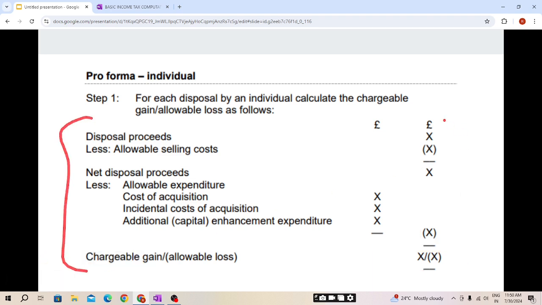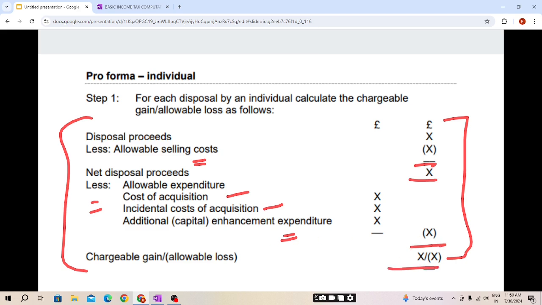The step number 1, in order to calculate the chargeable gain or loss for each individual chargeable asset: first, we need to consider the disposal proceeds which we receive. Then less selling cost, allowable selling cost. We will arrive at a net disposal proceeds. Then we need to reduce the cost. So the cost will be cost of acquisition, incidental cost of acquisition, and additional capital enhancement cost. So after deducting it, we will arrive at the chargeable gains or allowable loss.